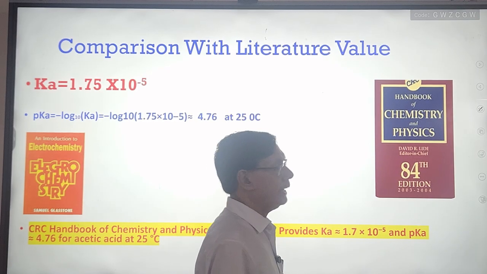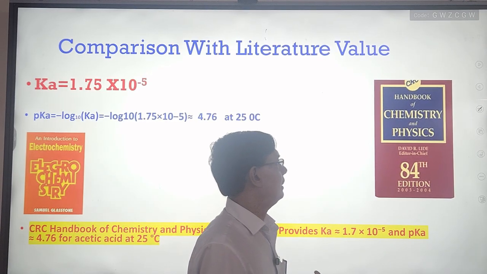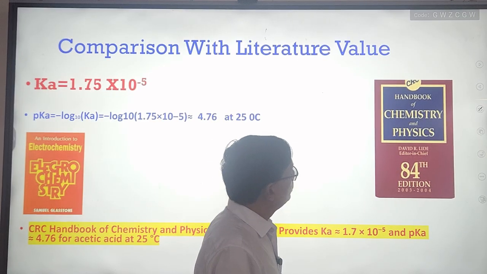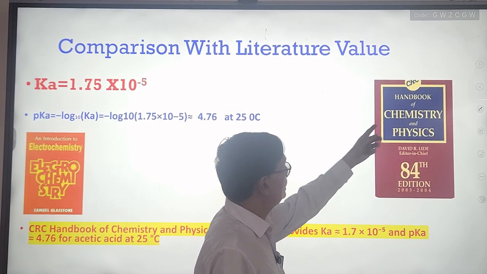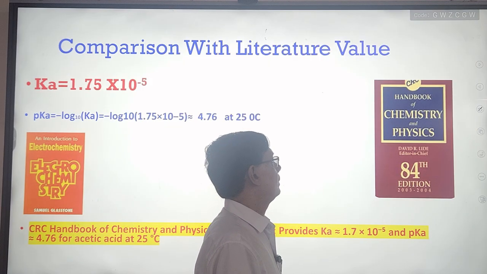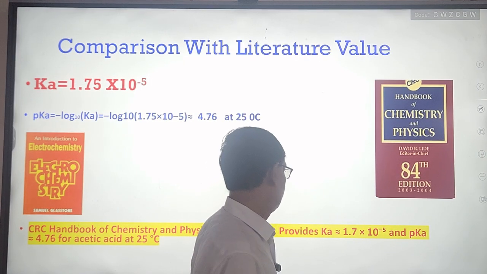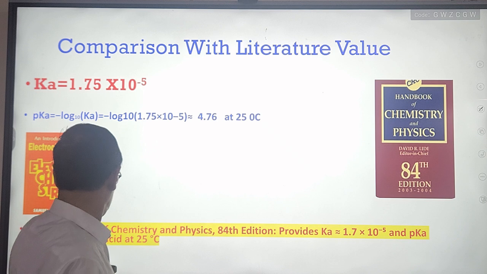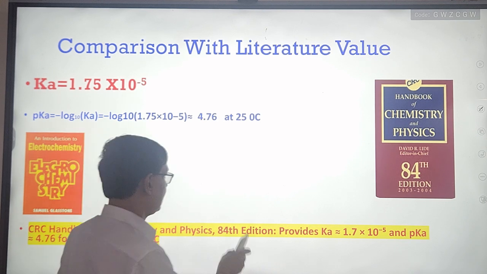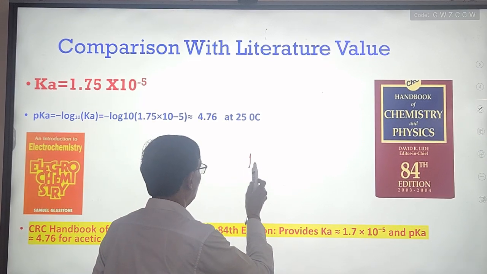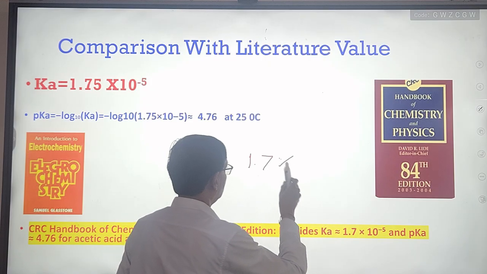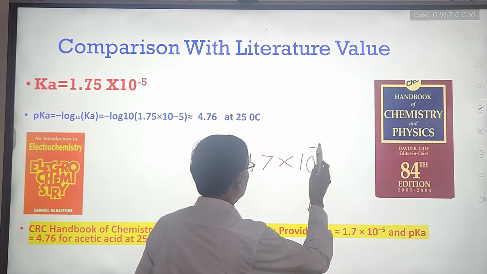Another thing, this handbook is available in our library. Whenever you want to see any standard data, I request you to refer to the CRC Handbook. You will get the exact value. So from the CRC Handbook, I have seen the exact value is 1.7 into 10 to the power minus 5.